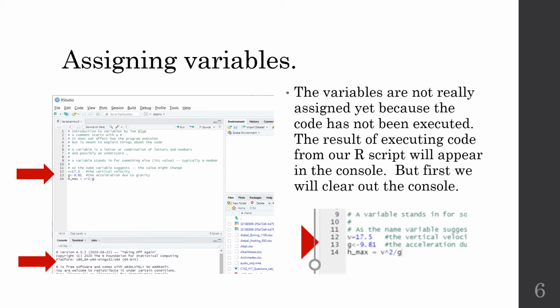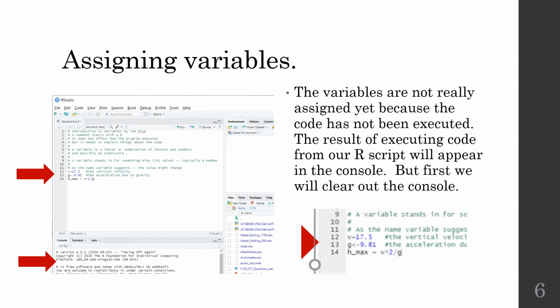The last assignment involves a calculation before the assignment. On the right-hand side of the expression, we have v caret 2 / g. So we're taking our value of v, 17.5, squaring it, and dividing it by the value g, and then when we get that result, it will be assigned to a memory location that we associate with the name h_max. Now actually, none of these variables have been assigned yet because we're just writing code.